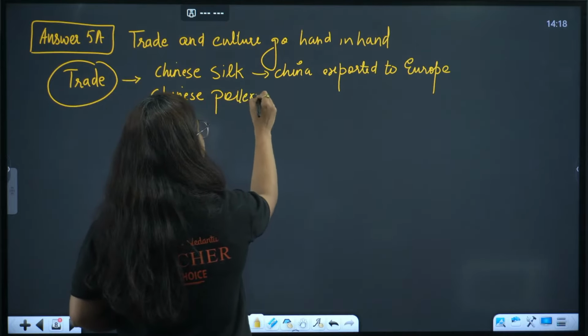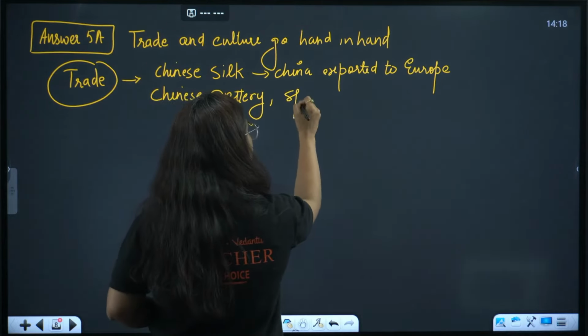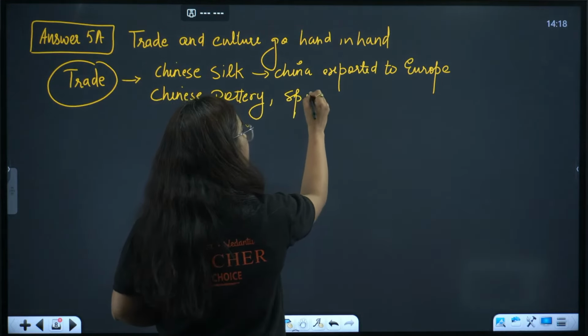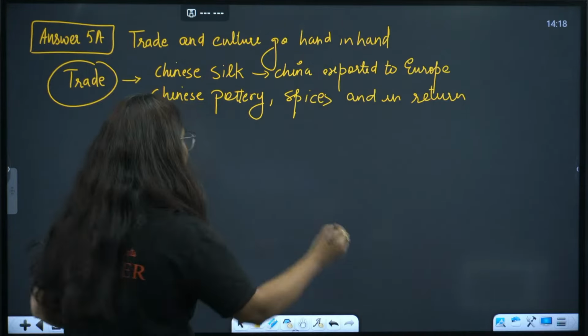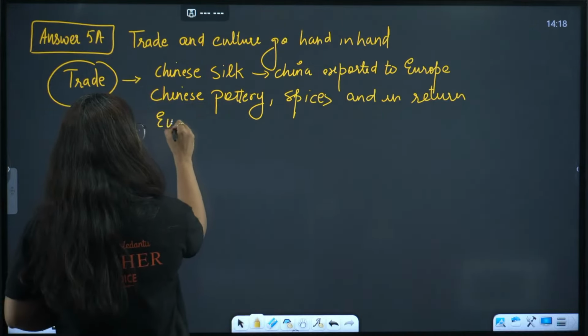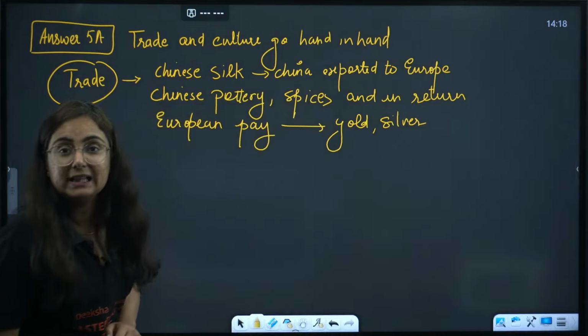But other than Chinese silk, there were items like Chinese pottery. Then we have spices from Asia, Southern Asia particularly, including India. And in return, we will not do this for free, for sure. So in return, the European people paid Asian people in gold and silver. The means of currency there was gold and silver.